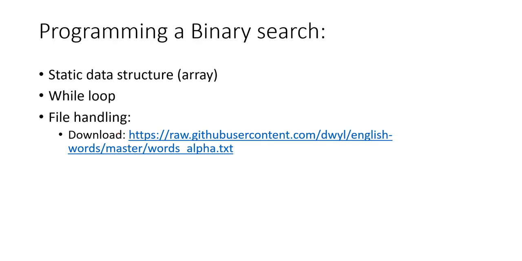So we need to get to programming the binary search. We're going to use the static data structure of an array, the data structure that we had in the last video, the linear search. This time we're going to use a while loop, because we're not definitely going through every item in the array like we are with the linear search. So we're going to use an indefinite loop. And we've got file handling, and we've still got the suggested text file, although you can go and find your own of 300,000 odd words.